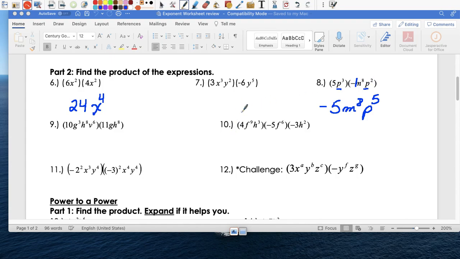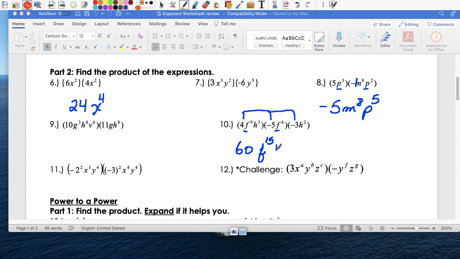Let's do the coefficients. So there's a 4, a negative 5, and a negative 3. That's going to give me a positive, first of all. And then 4 times 5 is 20. 20 times 3 is 60. So as far as the coefficient goes, it's 60. And then let's do the f. So we have f to the 9 and f to the 6, sorry. Keep the base f, add the exponents, 9 plus 6, we get 15.